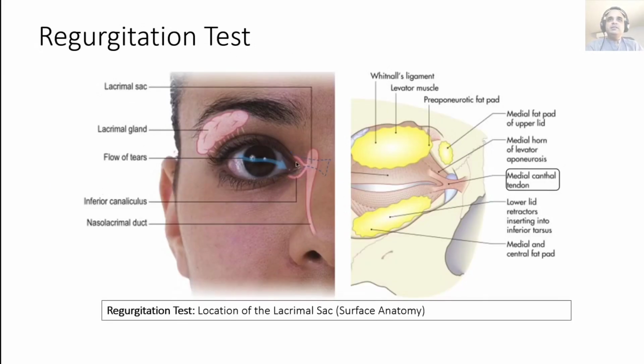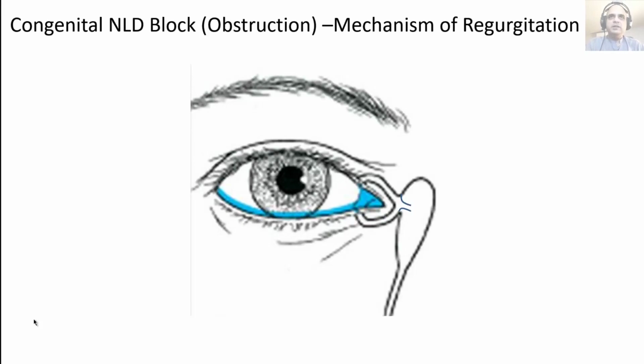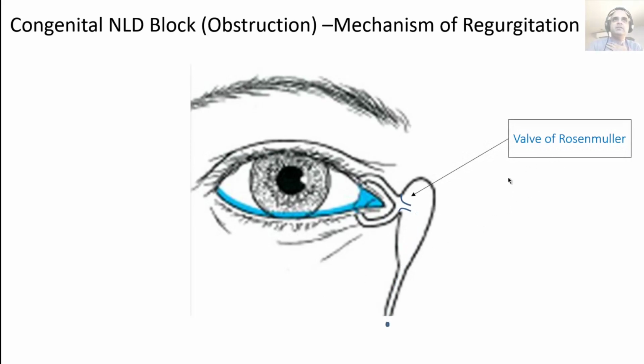So the regurgitation test: these are the anatomical landmarks that you can follow so that you know where to press properly or to exert pressure so that the regurgitation is elicited. And this is how regurgitation is elicited, or this is why regurgitation occurs. So we have seen this picture before. This is the valve of Rosenmuller.